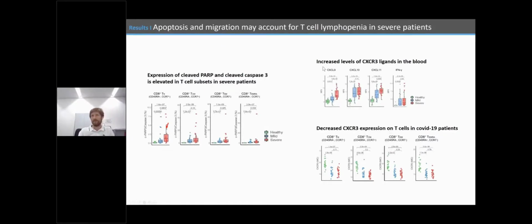And indeed, what we saw when we looked at the levels of CXCR3 ligands in the blood, CXCL9, CXCL10, CXCL11, is a significant increase when we compared the severe levels to those of the mild and the healthy samples. At the same time, we saw a decreased CXCR3 expression on T cells in COVID-19 patients, and that is also shown down here. This also indicates that in addition to apoptosis, T cell migration into inflamed lung tissue might drive the T cell lymphopenia.